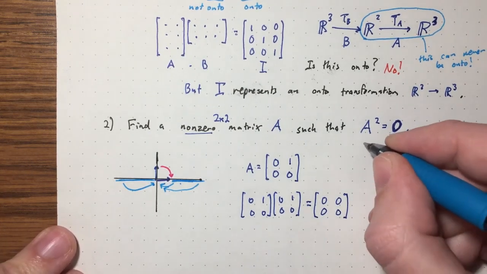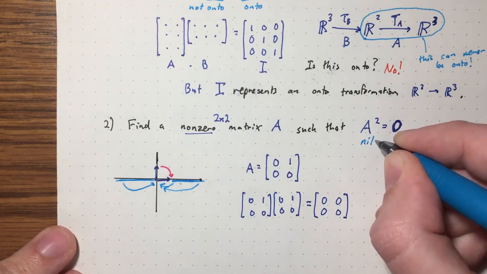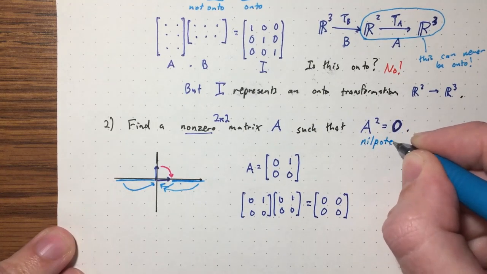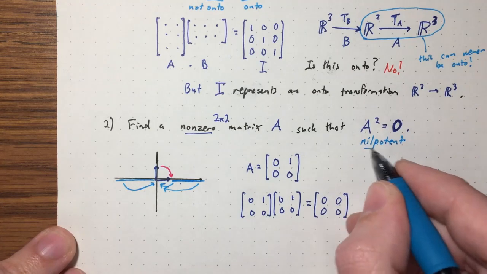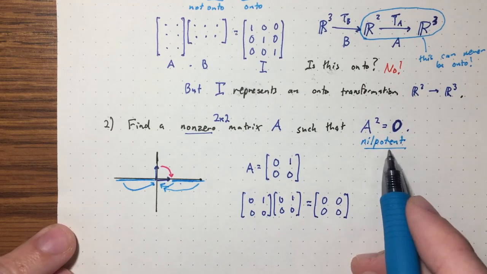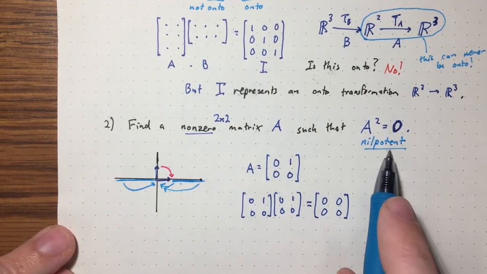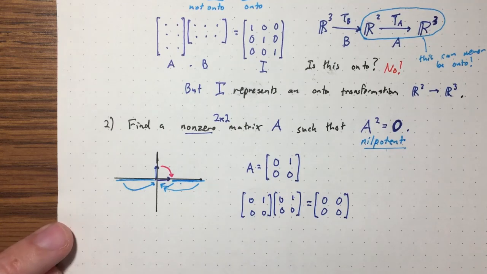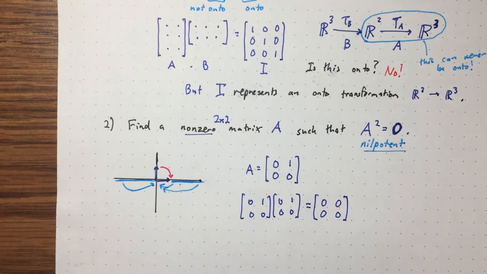And these have a name, actually. This is called a nilpotent matrix. A nilpotent matrix is one that is non-zero, but you can raise it to a power and get the all zeros matrix. So, okay. As you can see, matrices and matrix multiplication can be truly weird.